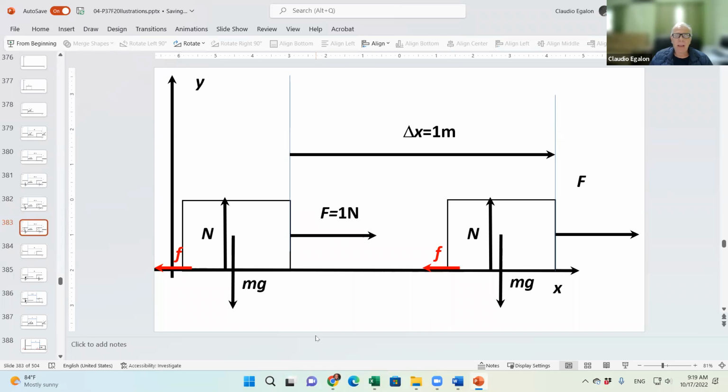Make sense? So the definition of work depends on the force. If the work done by the force F is a value, the work done by the weight is another value. The work done by the normal may be a different value as well, and the work done by the frictional force in this case is negative. It all depends on the displacement and the force and how it acts on the object. Any questions about that?